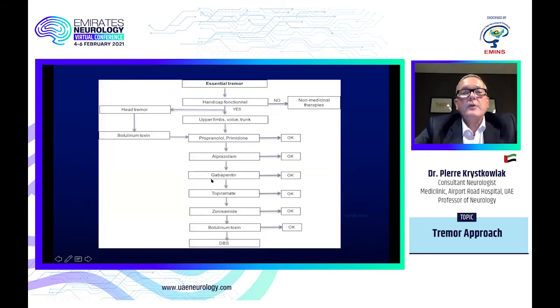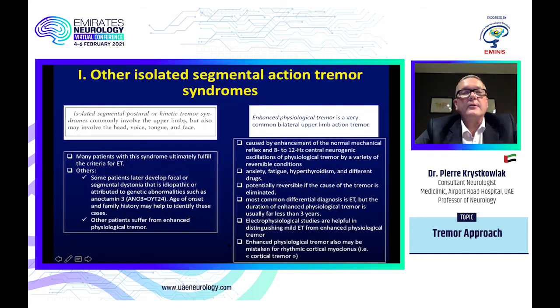So here I'm going to go quick on this because this is not the purpose of the talk, but here are all the treatments you can use in essential tremor, with the drugs, of course, and also botulinum toxin, not only in head tremor, but also in hand tremor. We have published a case study last year on this topic, and of course, the brain stimulation.